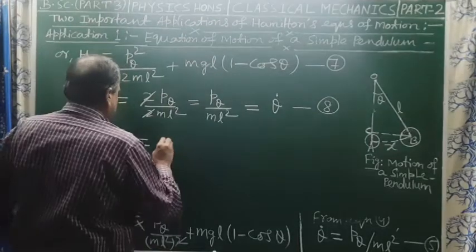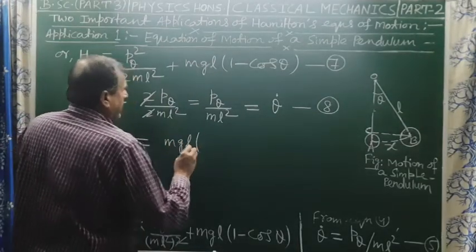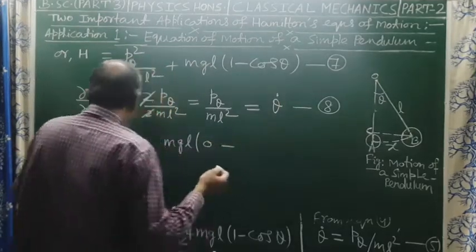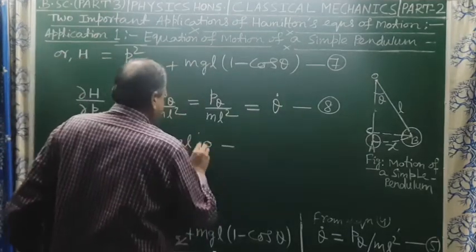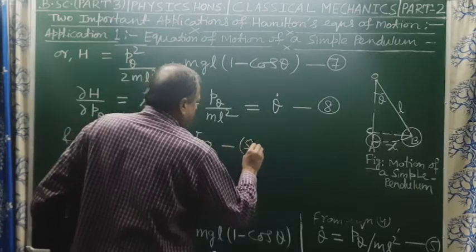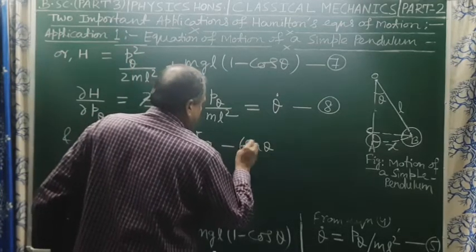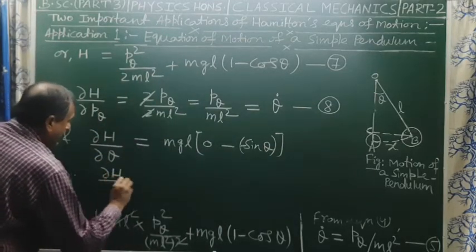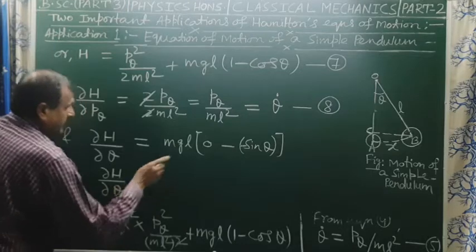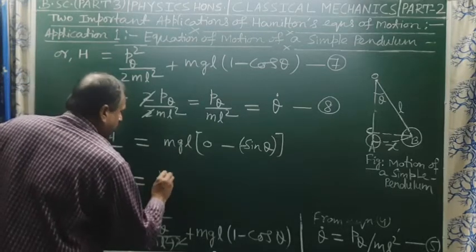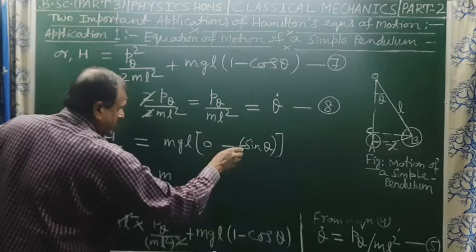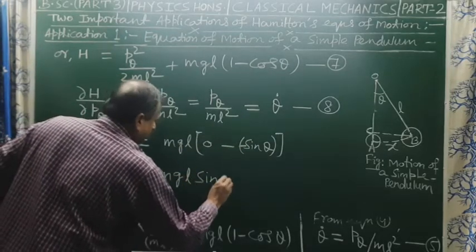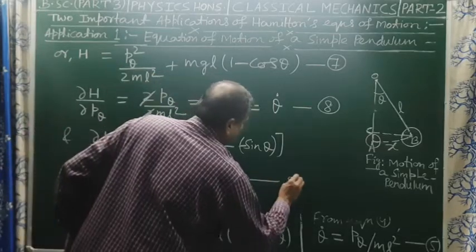Now in the second term, mgl times 1 minus cos theta, the differentiation is zero minus, the derivative of cos theta is minus sin theta, so minus minus sin theta, that is plus sin theta. Therefore delta H upon delta theta equals plus mgl sin theta. This is equation number 9.